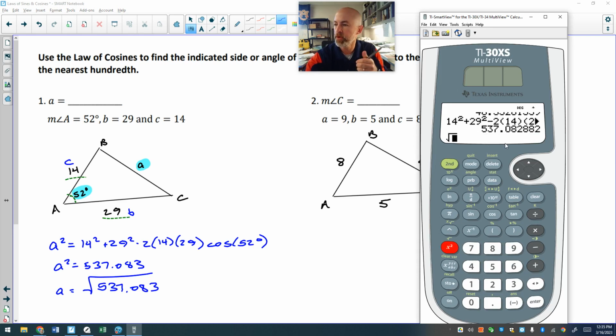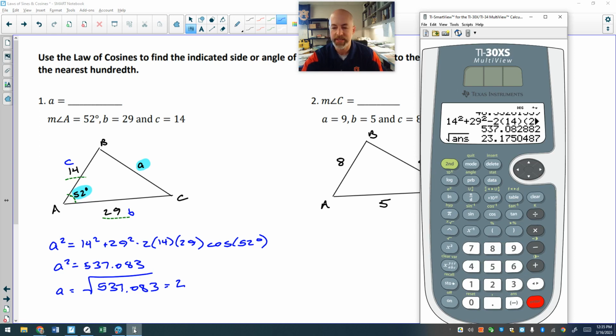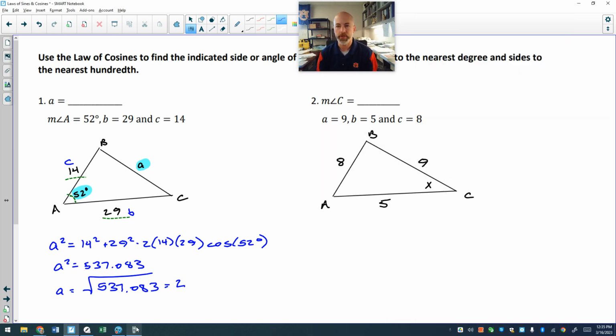And here's a little secret for you. If I want to do the square root of that previous answer, notice above the little negative sign is ANS. I'm going to hit second ANS, and it will square root the previous answer. And the advantage to that is it square roots the exact value rather than a rounded value. And I'm getting 27, crap, I just lost it. 23.175. So 23.175 would round to 23.18. And there is your length for side length A.